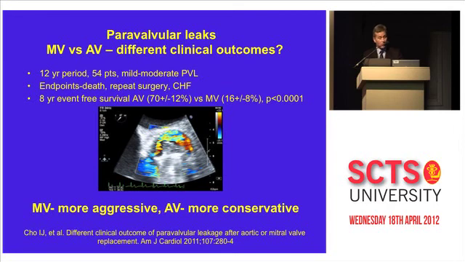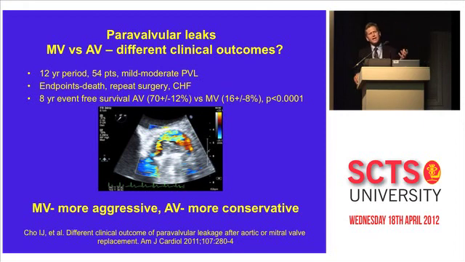And they found that if this occurred in the aortic position, then 70% of the patients, plus minus 12, were event-free after 8 years. While in the mitral valve position, 16%, plus minus 8, were. So this is clinically very significant, statistically significant. So it means that we have to be much more aggressive with a paravalvular leak when it's in the mitral position. Okay? Aortic, you can accept.